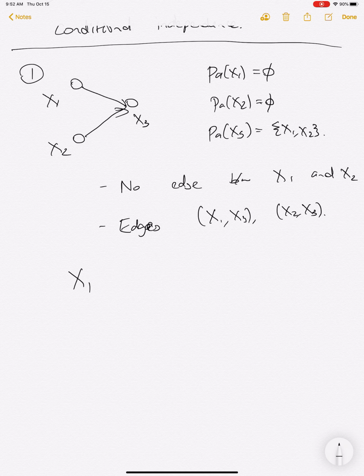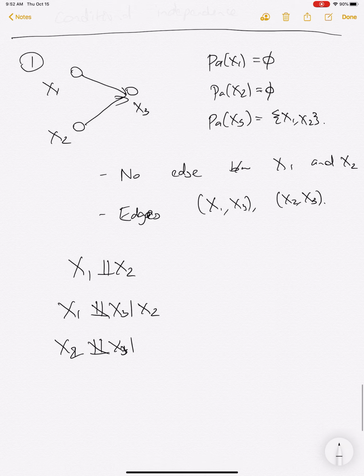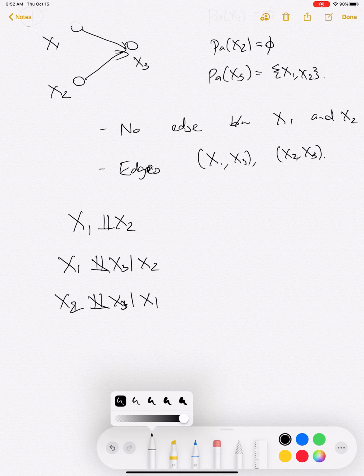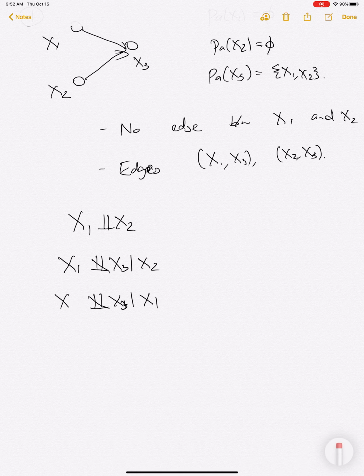And so what this tells us is that x1 is going to be independent of x2 given the set of parents, so that's the empty set. So we have this conditional independence, but then we also have that x1 is dependent on x3 given the parents of x1 and x3, which is just x2. And then we also have that x2 is dependent on x3 given the parents that we have, which are x1. So that's essentially what this statement's telling us.